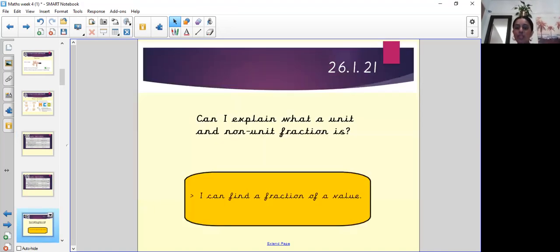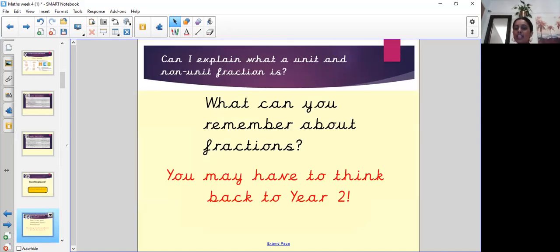So let's have a look at what we're learning about today. Today we are moving on to fractions. So our learning objective is, can I explain what a unit and non-unit fraction is? This is going to be fun because it means you have to jog your memory. Have a think back to year 2. What can you remember about fractions?